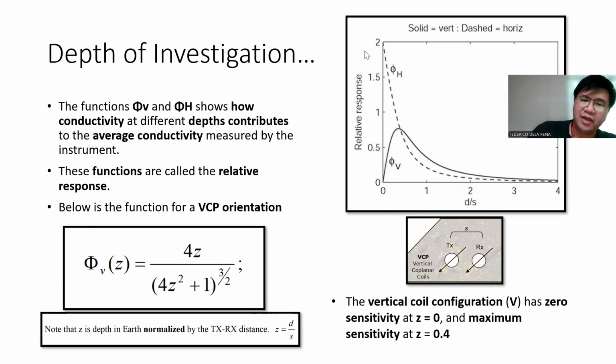So VCP will mostly detect a depth that's 1/4 of your coil spacing. So if your coil spacing is 10 meters, your VCP will be detecting around the layers located at 4 meters. Okay.